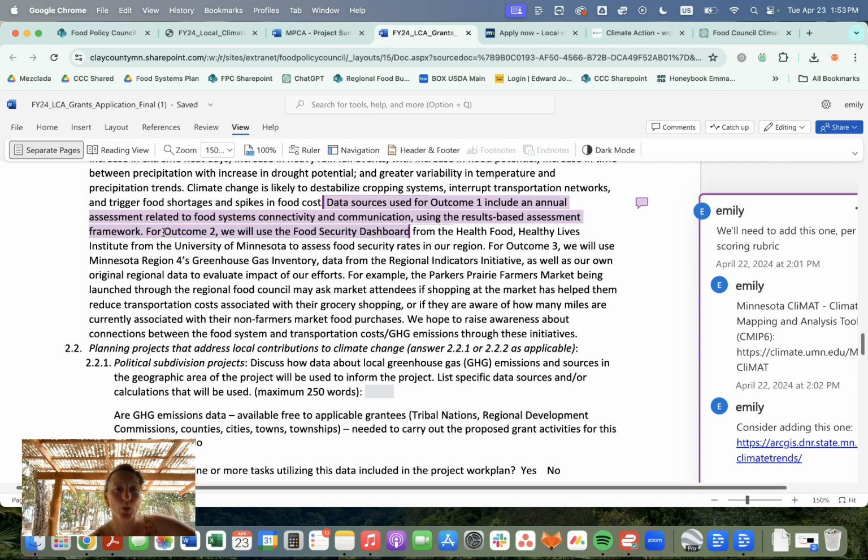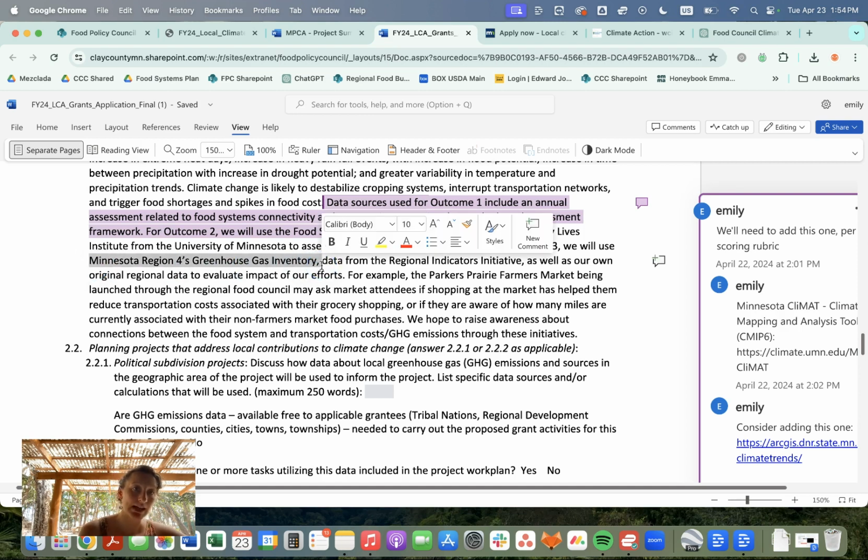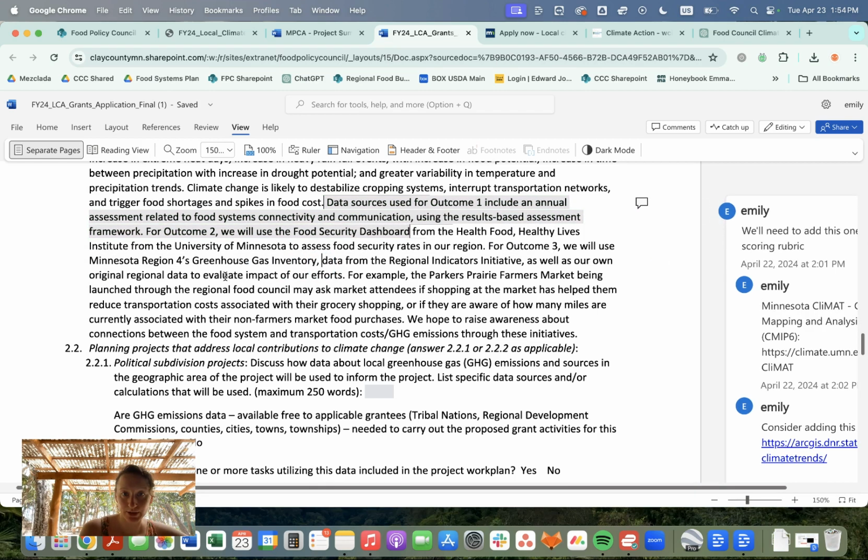And then we're looking at outcome 2. Again, this is related to the top of the application where it was outlining those 3 outcomes, using the food security dashboard from the Healthy Foods, Healthy Lives Institute from the University of Minnesota. And then for outcome 3, looking at Minnesota Region 4's greenhouse gas inventory. This was a recommendation from MPCA in that PowerPoint application. So that's where I got that information from.